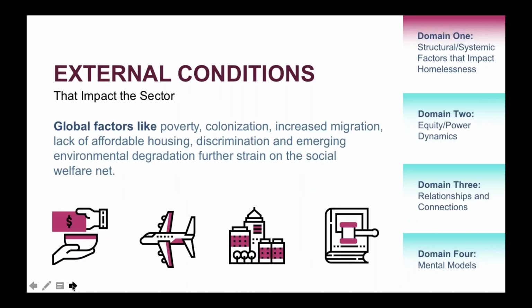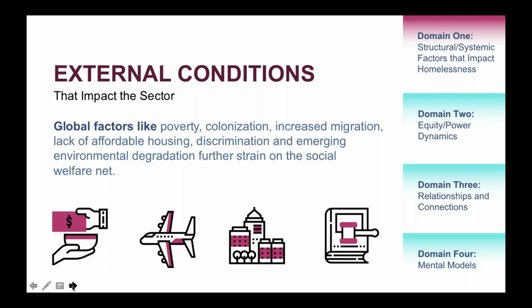Amanda and I will step through the four domains and give you a bit of a feel for what we're talking about and some examples. The first one, domain 1, is the big broad one. It's all the external conditions that impact the sector: structural and systemic factors that impact homelessness. They include global factors like poverty, colonization, increased migration, lack of affordable housing, discrimination, and emerging environmental degradation, which is the big one, that further strain our social welfare net.